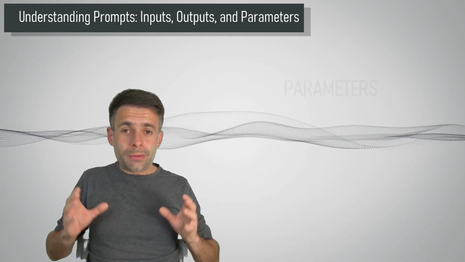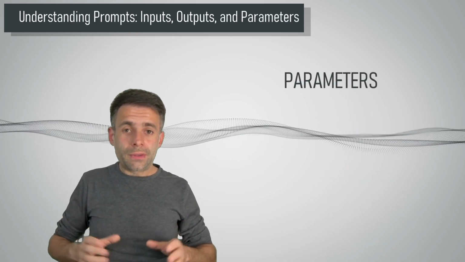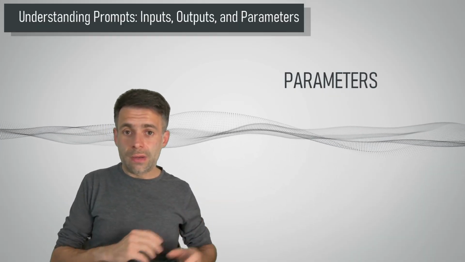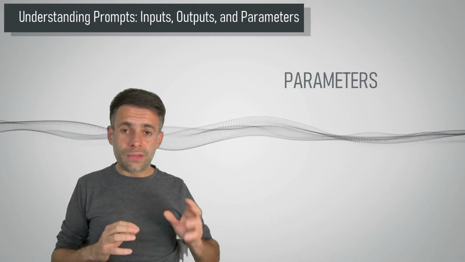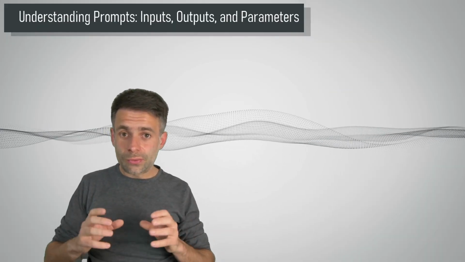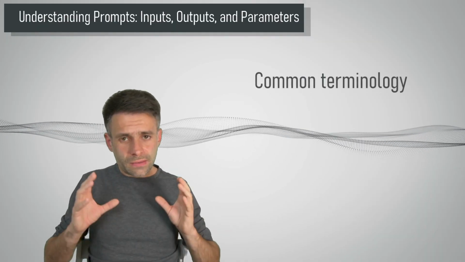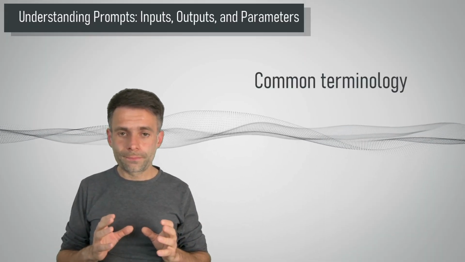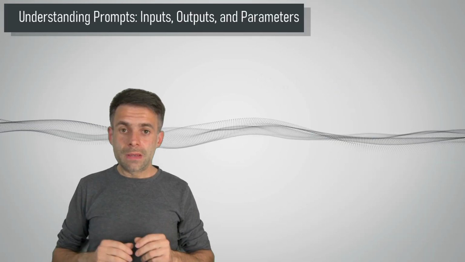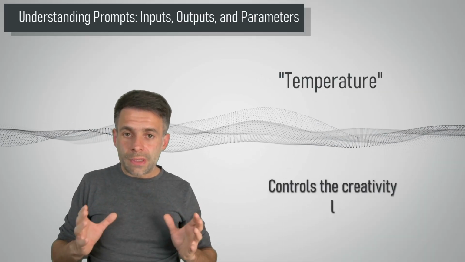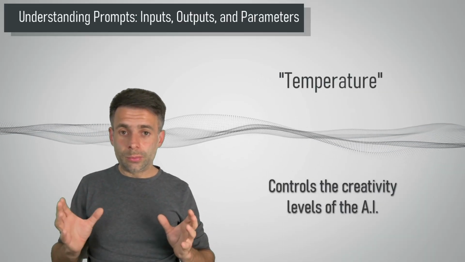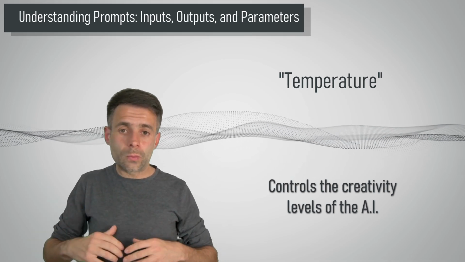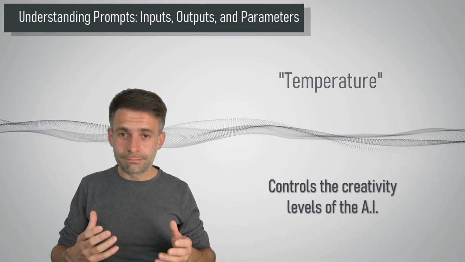Finally, let's discuss parameters. The prompt parameters are the settings or knobs that you can tweak to customize the AI's behavior. You can think of them like dials on a stereo where you can adjust the sound settings to get the perfect sound. There are some common terms related to prompt parameters that you should get familiar with, like temperature. The temperature controls the randomness or creativity of the AI's output. Higher values will make the AI more creative, while lower values will make it more focused and deterministic.